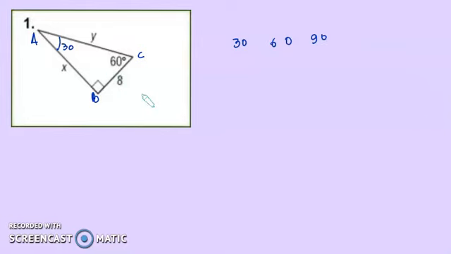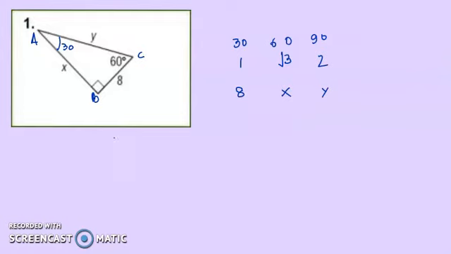So we have the ratio of the sides as 1, 2 and root 3. Now which side is facing 30? That is 8. Which side is facing the angle 60 degrees? The side is X. And the side facing 90 degrees is Y. Now we have to find the values of X and Y here.